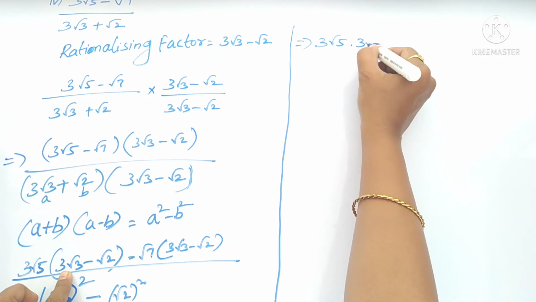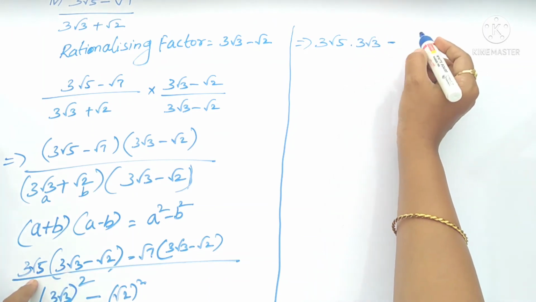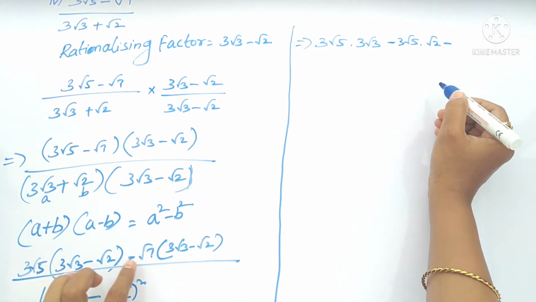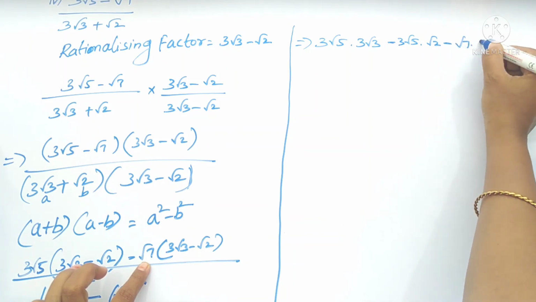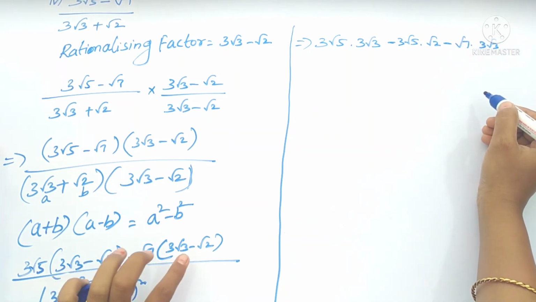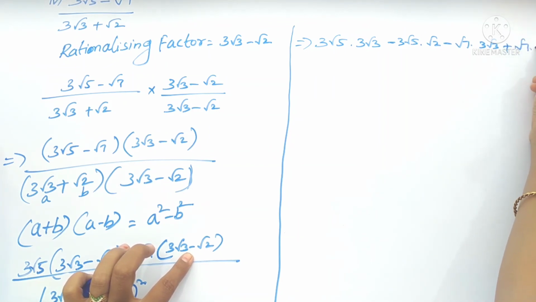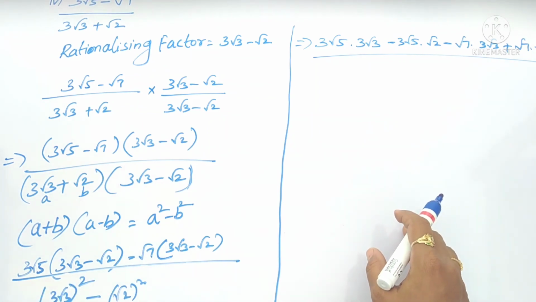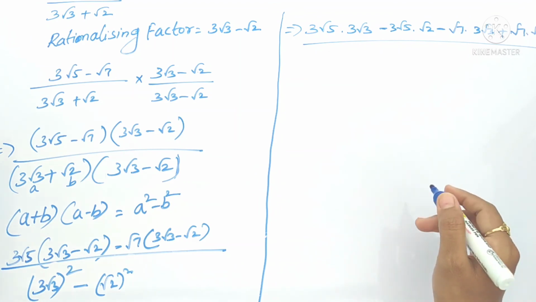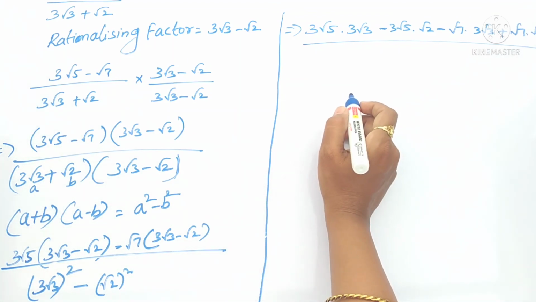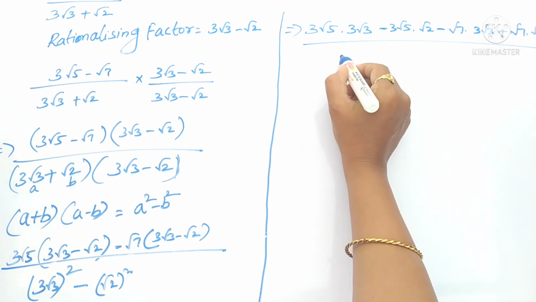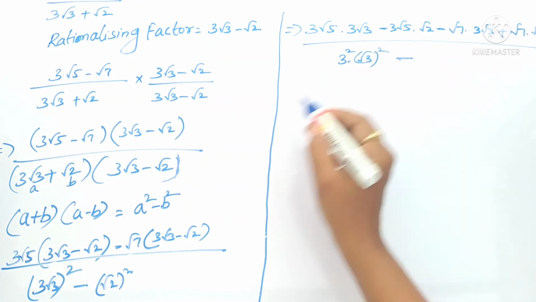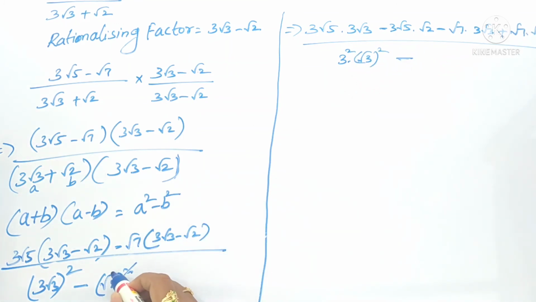3 root 5 into 3 root 3 minus 3 root 5 into root 2 minus root 7 into 3 root 3, minus into minus plus root 7 into root 2. Okay, just simple multiplication here we are doing. So in the denominator, 3 root 3 whole square minus root 2 whole square. So 3 root 3 whole square means 3 square into root 3 whole square minus root 2 square, here square and root will get cancelled.